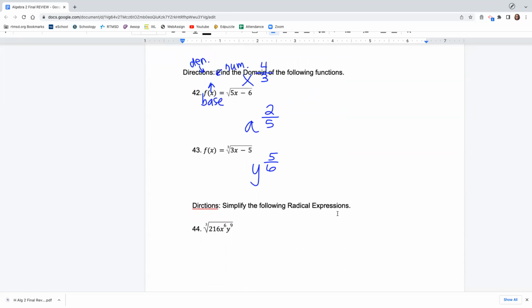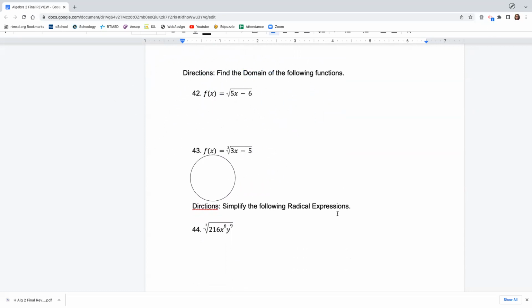All right, finding the domain of functions. We already saw a domain problem earlier in the review. It was a fraction function. This is a square root function for number 42 and a cube root function for number 43.